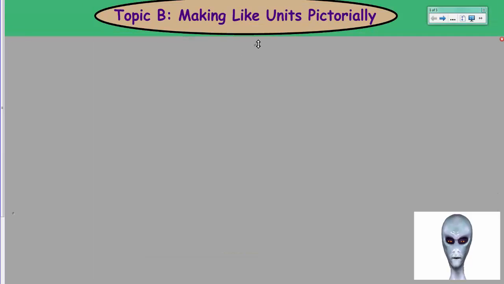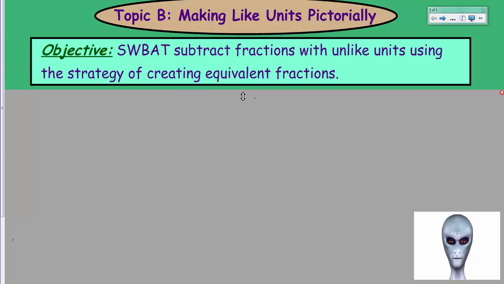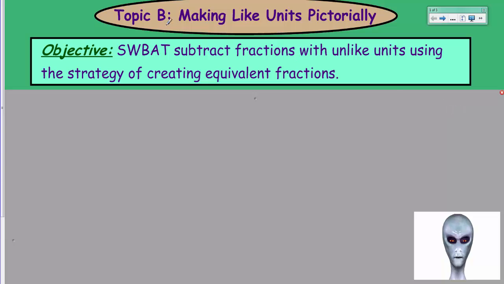Hey, let's get down into math here, all right? As you can see, we're still looking at our same overreaching topic here about making like units pictorially. This is what we've been focusing on for this topic. Of course, we have our objective for this particular lesson. Again, this will come out in our concept development. And as you can see, this looks just like previous objectives. Students will be able to subtract fractions with unlike units using the strategy of creating equivalent fractions. And the only thing that's different now is that we're going to be subtracting.